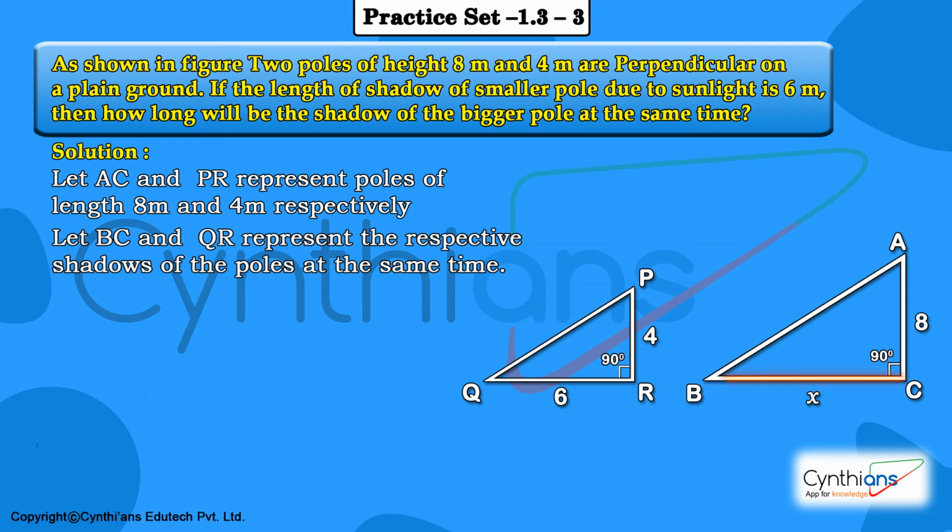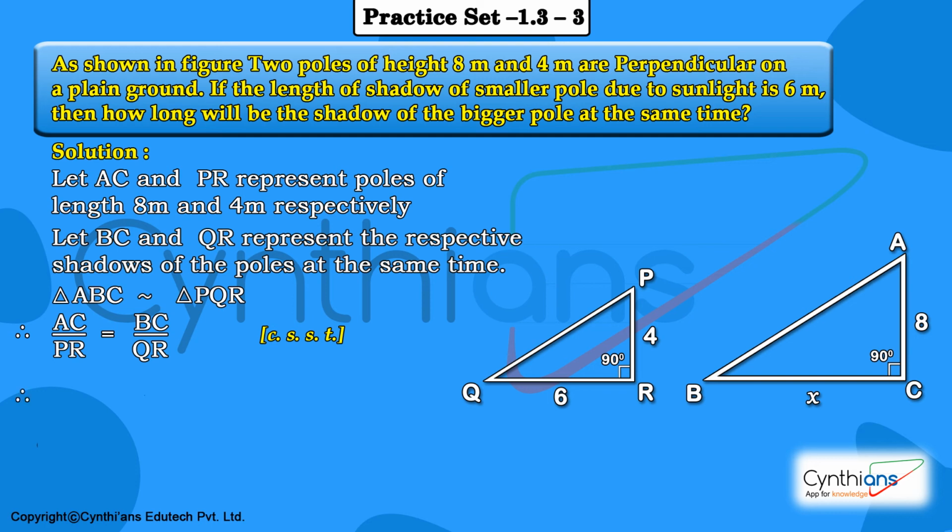We know this type of triangles are naturally similar. So let us write the next step. Triangle ABC similar to triangle PQR. Therefore, we know it, right? If the triangles are similar, then the ratios are equal. Therefore, AC upon PR is equal to BC upon QR. This is by corresponding sides of similar triangles.